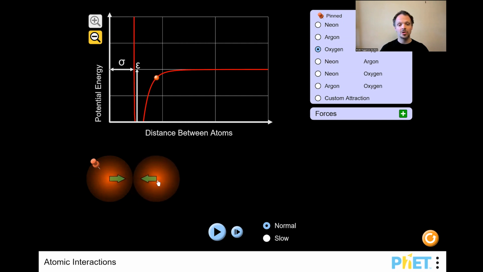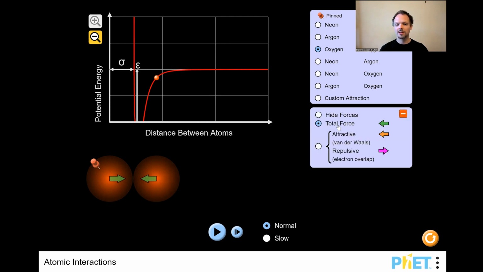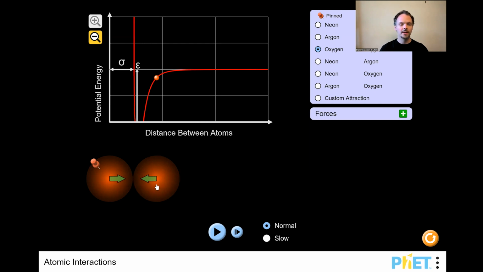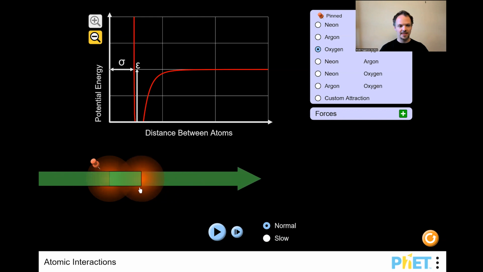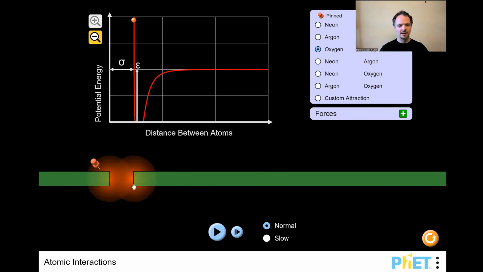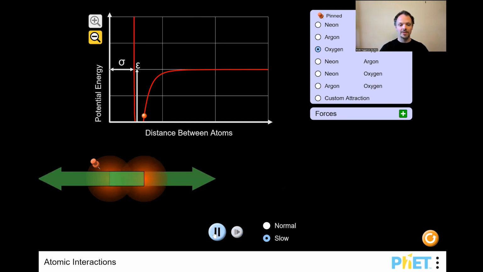And these green arrows show us the force on each molecule. If you want to turn that on, you use this little menu and click total force, right? And so you can see that if I separate the molecules, then there is a force which pulls them back together. In contrast, if I get them too close together, then the overlap of their electron clouds causes them to repel. And it's even possible to get these two molecules to bounce.